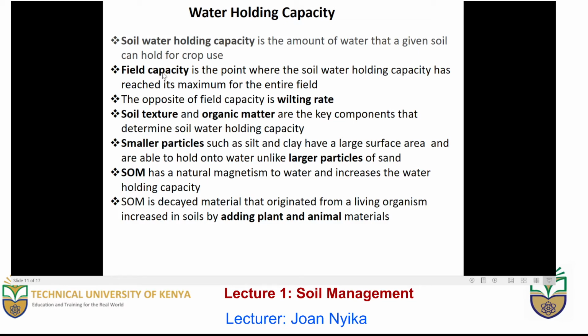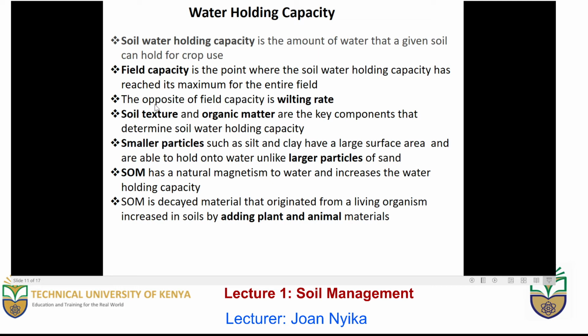Usually, beyond the field capacity, the soils are considered to be waterlogged or flooded. Below this point is what we consider suitable for plant growth. Beyond the wilting rate, the plants will all dry up. Within the wilting rate, there will be signs such as the plants having stunted growth and not growing as they would because they do not have enough water.